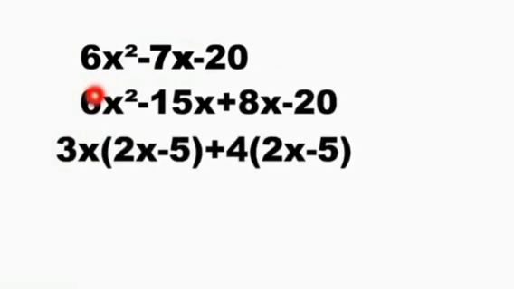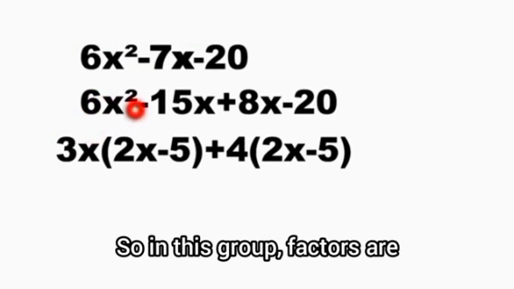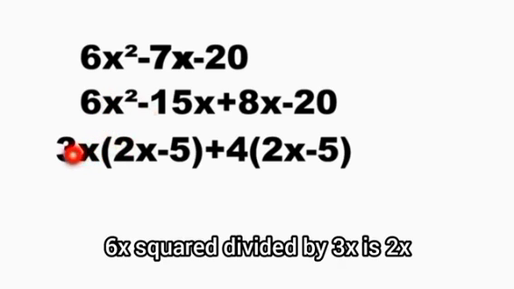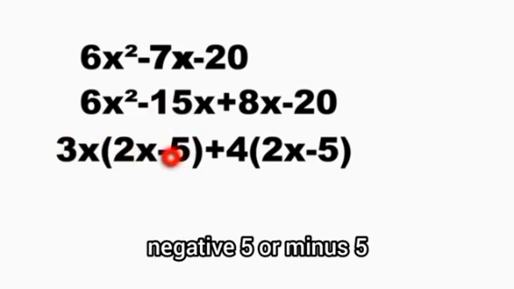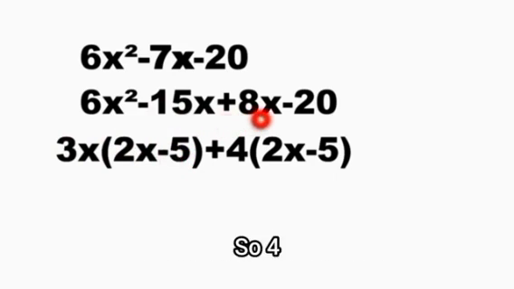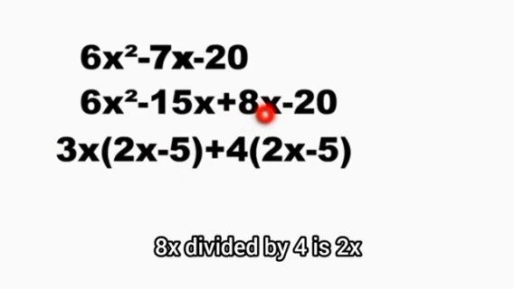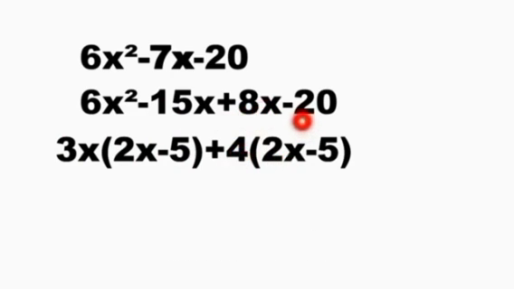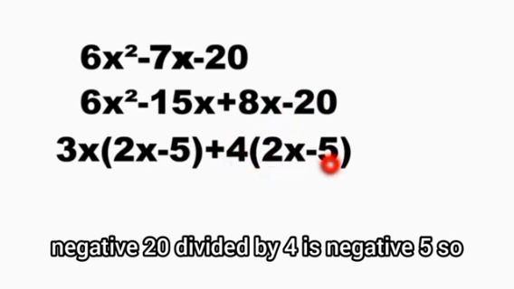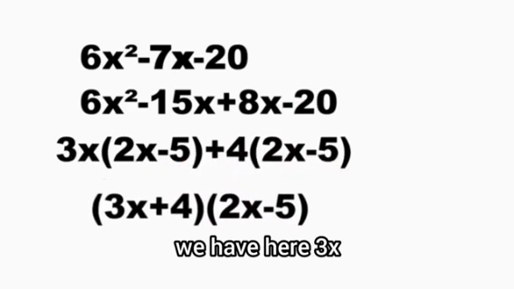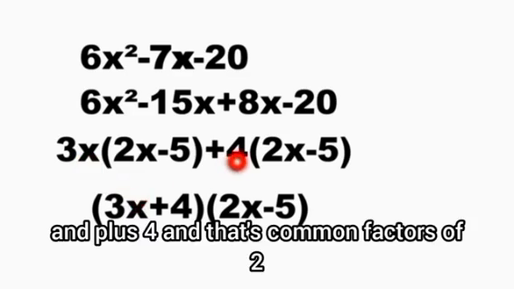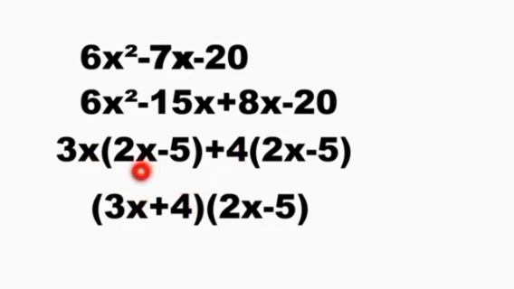After grouping we have to factor out the common factor. The common factor is 3x. So in this group, 6x squared divided by 3x is 2x. Negative 15x divided by 3x is negative 5, and this one we factor out 4. So 8x divided by 4 is 2x, and negative 20 divided by 4 is negative 5. So we have a common factor of 2x minus 5. So factor out, we have here 3x plus 4, and the common factor of 2x minus 5.